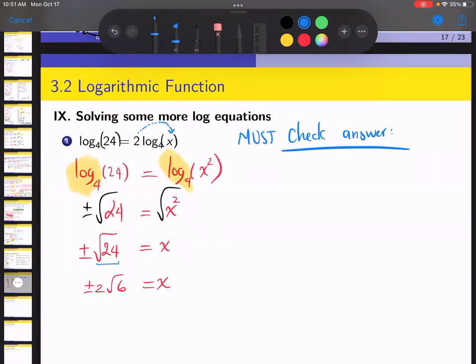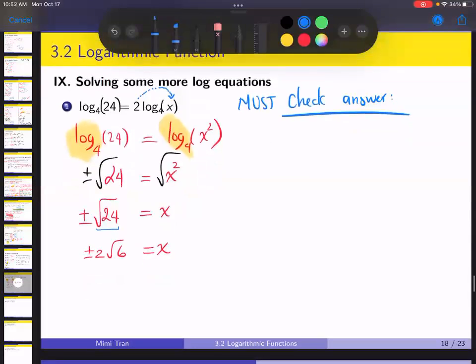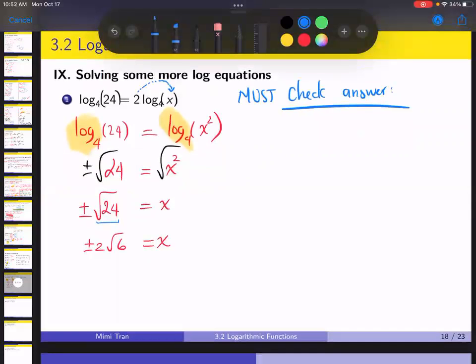By the way, for a log equation, you must check. You must check. Is it okay if I pick positive 2 root 6? Let's do the negative first. What happens if you put the negative in? It's undefined, right? If you plug negative 2 root 6 into the original, a calculator may say out of domain or error, or my calculator will give you an imaginary number though. But the positive is okay.